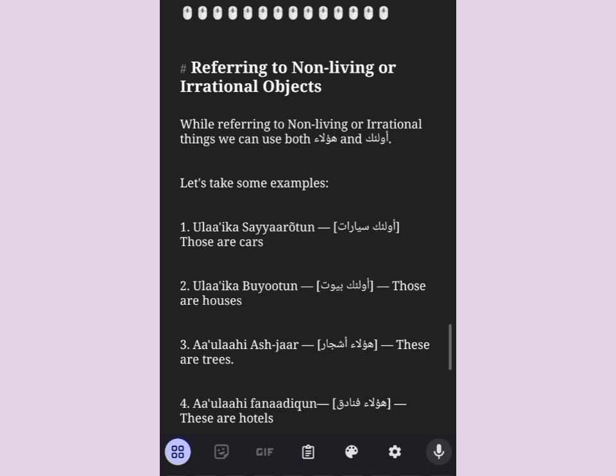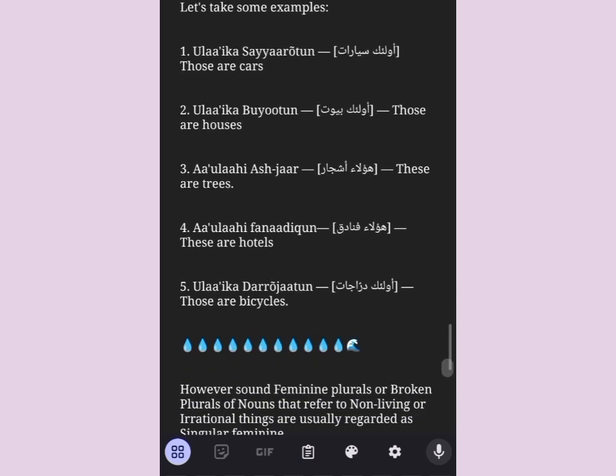هؤلاء أشجار. Those are trees. هؤلاء فنادق. These are hotels. أولئك دراجات. Those are bicycles. You see? So that's acceptable.